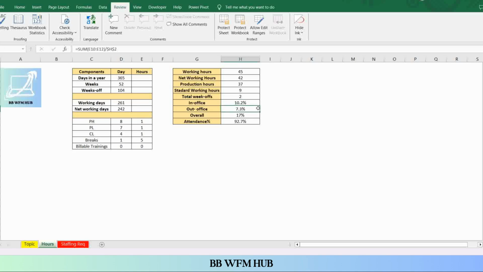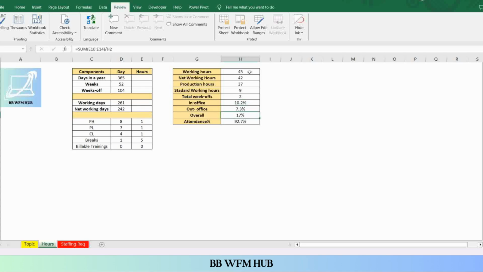And for out of office shrinkage, we have the leaves. So we are dividing leave hours with our working hours to get the out of office shrinkage. Out of office shrinkage is what? Out of office shrinkage means the agents are not coming to work. So how many hours are agents not coming to work? These hours. And we are dividing this by working hours, that is their idle working hours. So we got 7.3% out of office shrinkage and 10.2% in-office shrinkage.